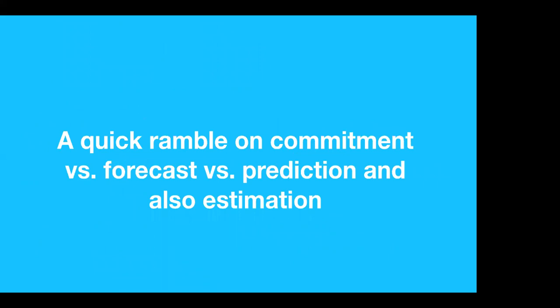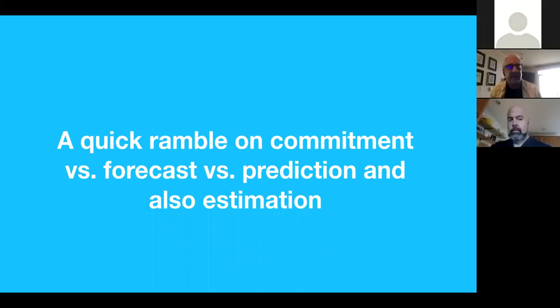So let me just jam for a minute on this idea of commitment versus forecast versus prediction. And I'll also throw in estimation just to confuse everybody. In the beginning, it used to be an important thing that a Scrum team committed to a certain set of stories, and that commitment extended to the idea, and a lot of people got this wrong, that if you said you were going to do 8 stories and you identified which 8 they were, and you didn't do all 8, that you were bad and that you had a failed sprint.